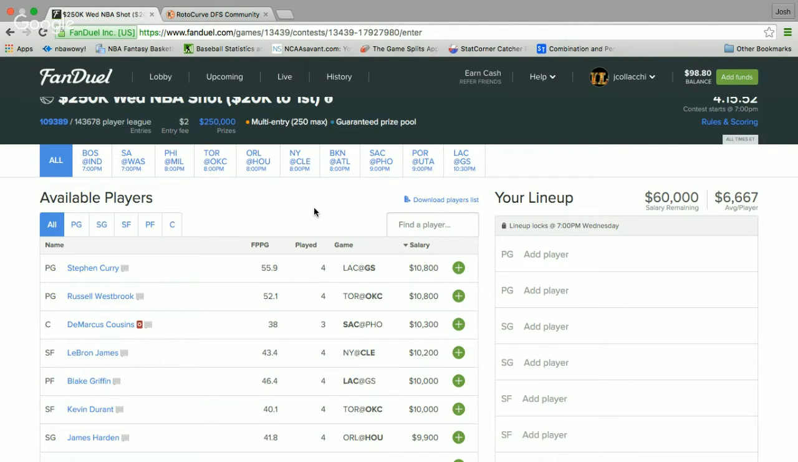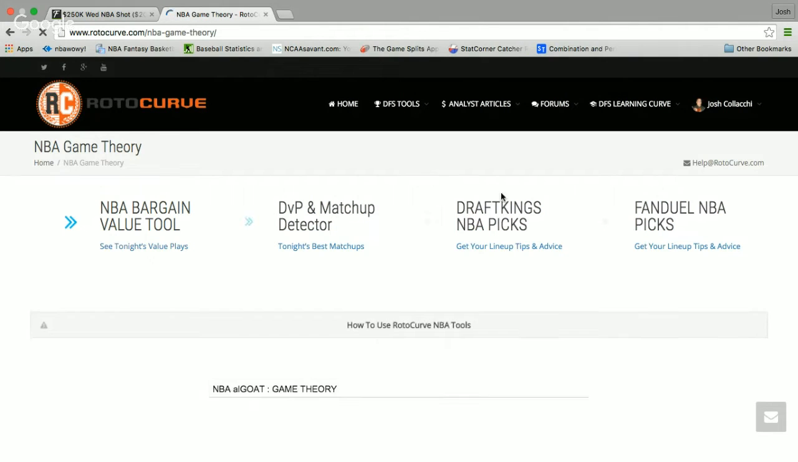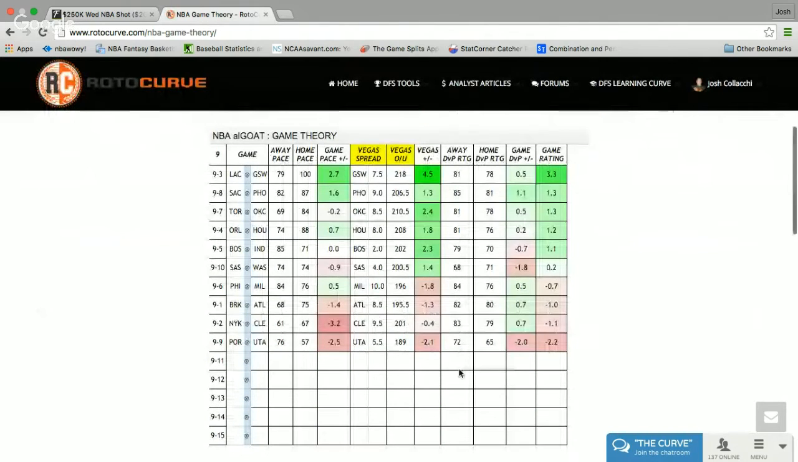First things first, the thing I like to look at is which games we're going to be targeting, and then we'll move from there. On RotoCurve.com, if you go to DFS Tools, you go down to NBA Game Theory. I've discussed in another video how I like to use these tools. The reason I go here first is because it gives you an entire breakdown of these games. You're going to see the Vegas spread, the over-unders, then the game ratings.